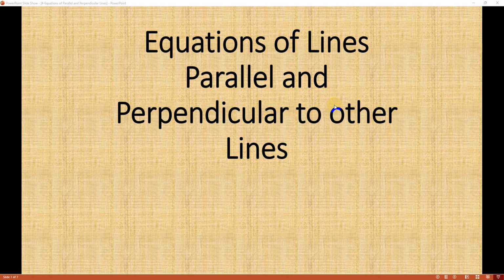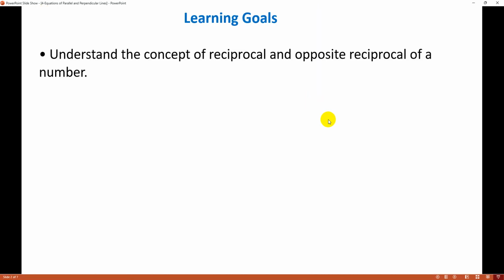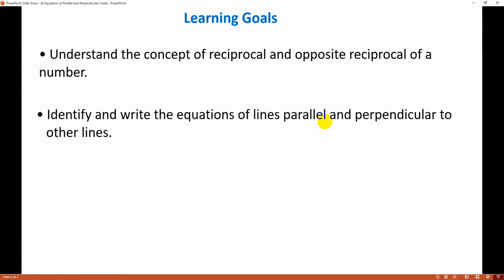Hello, in this lesson we will learn about equations of lines that are parallel and perpendicular to other lines. So the learning goals are first to understand the concept of reciprocal and opposite reciprocal of a number, and second to identify and write the equations of lines parallel and perpendicular to other lines.